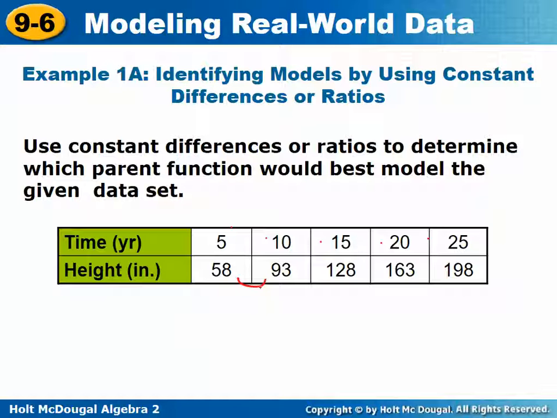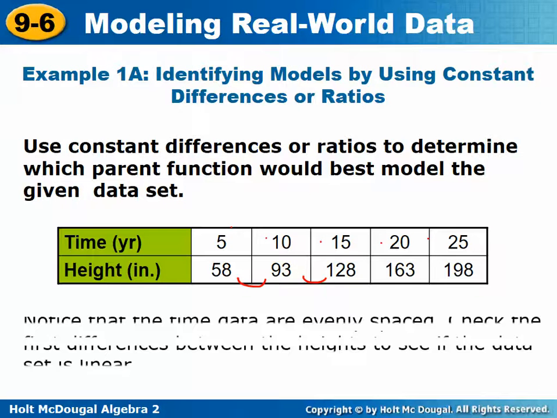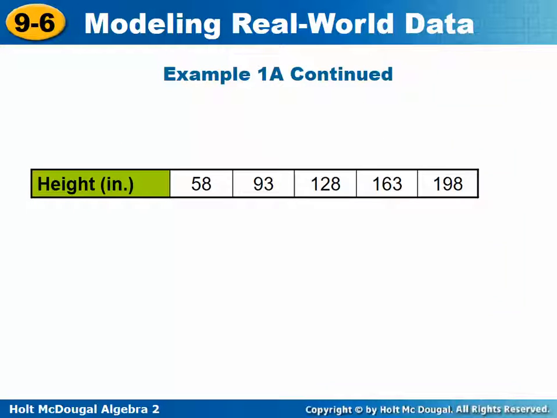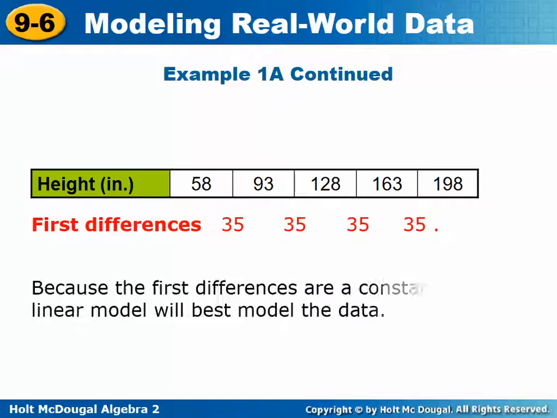So that means that you take 93 minus 58, and whatever you get, you put here. And then you take 128 minus 93, and you put that difference here. If those are all the same, then it's linear. So here are those values just written by themselves, and we're going to subtract them. 93 minus 58 is 35. 128 minus 93 is also 35. 163 minus 128 is 35.